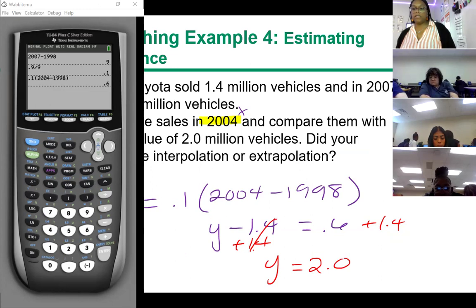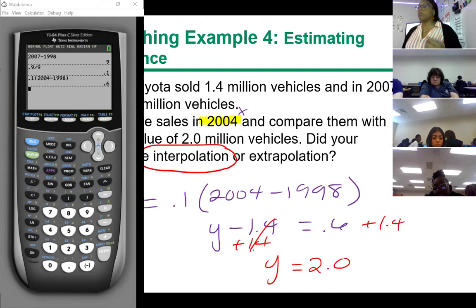So does this fall within our range? It does. Our range was from 1.4 to 2.3 in the span of 2007, right? So it fell in between our range. So this is an interpolation, because it falls within our range, which means that our model is a reliable model. Does that make sense?